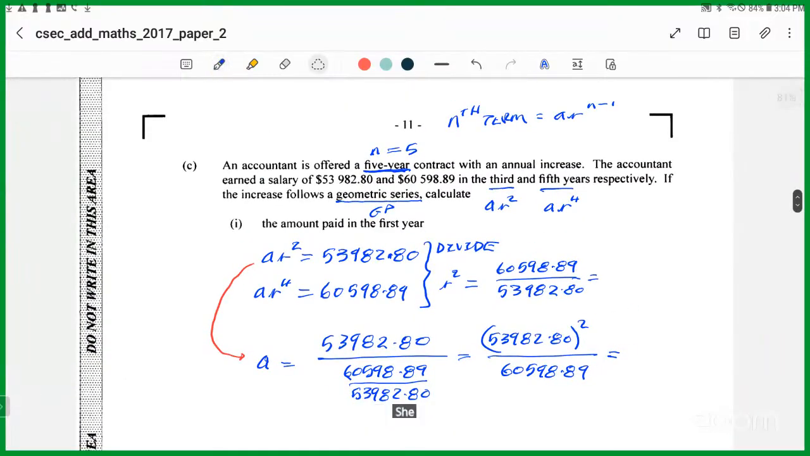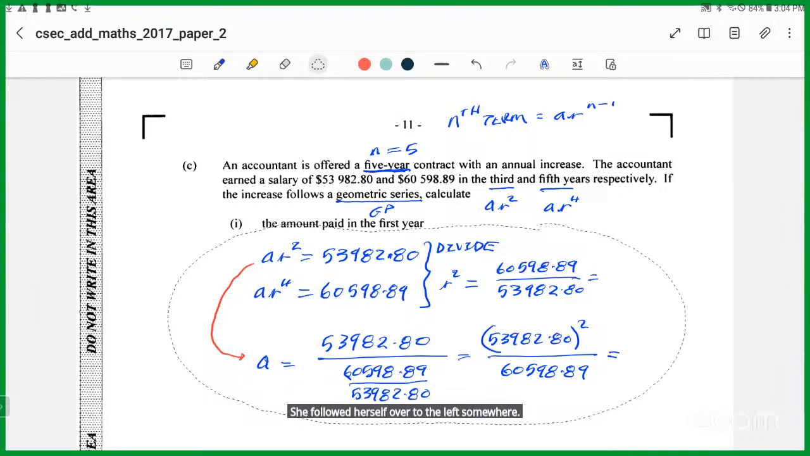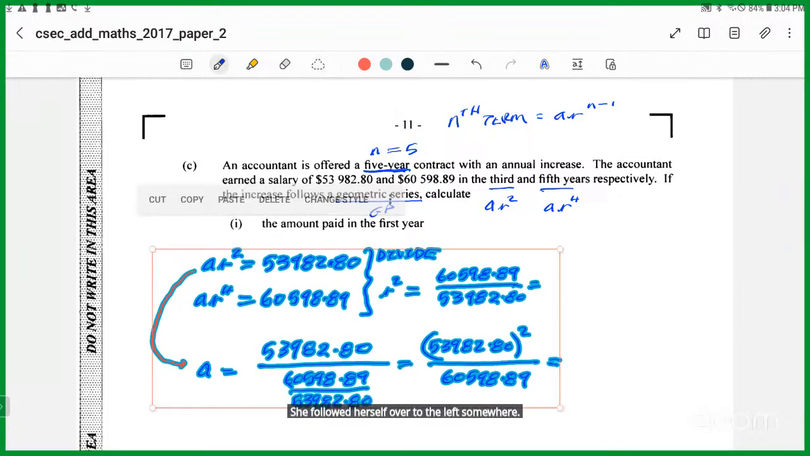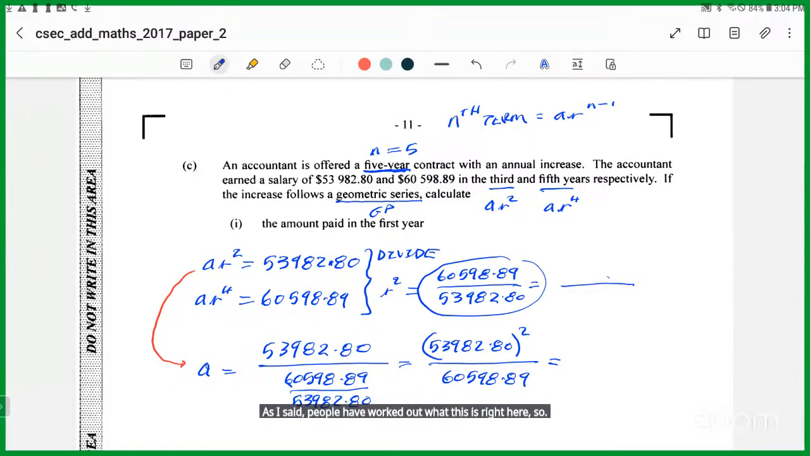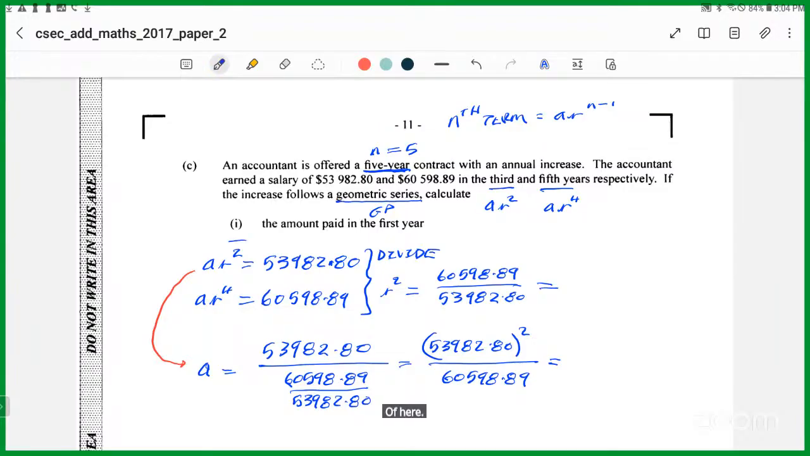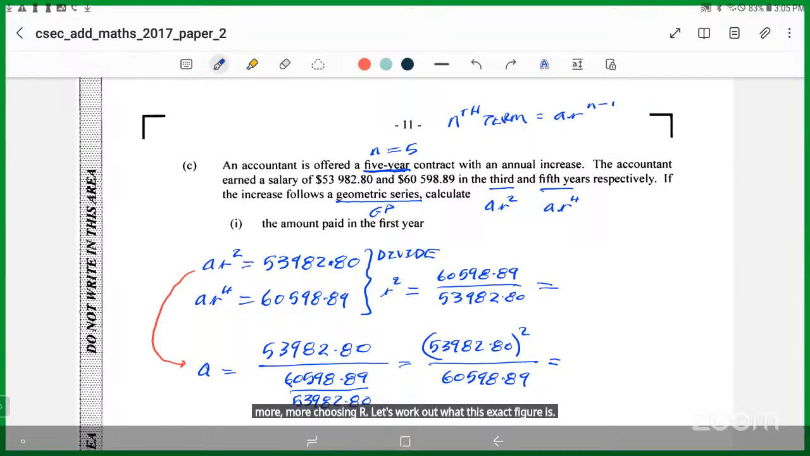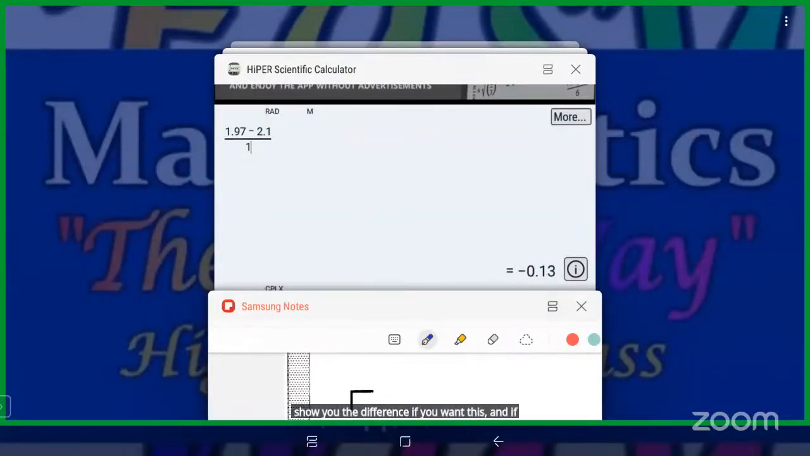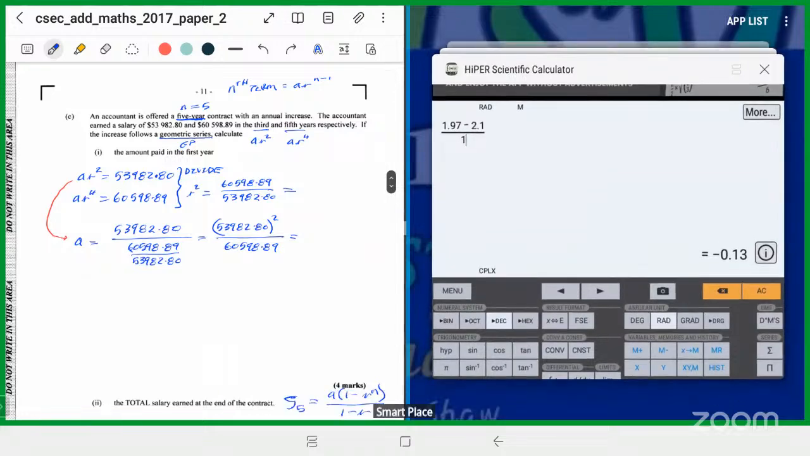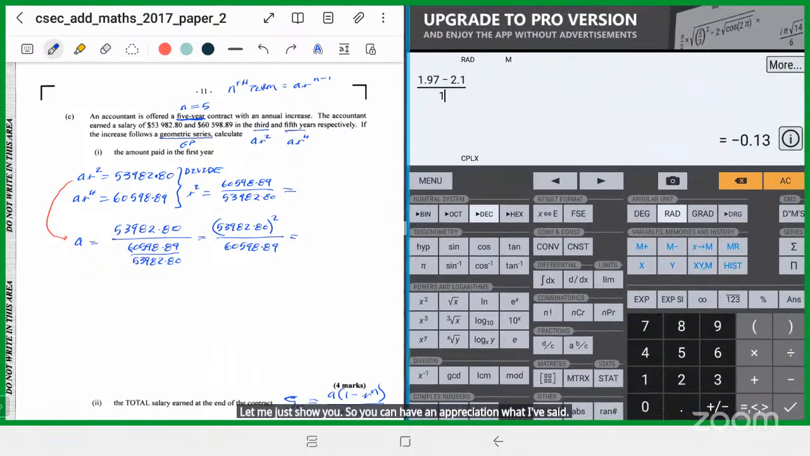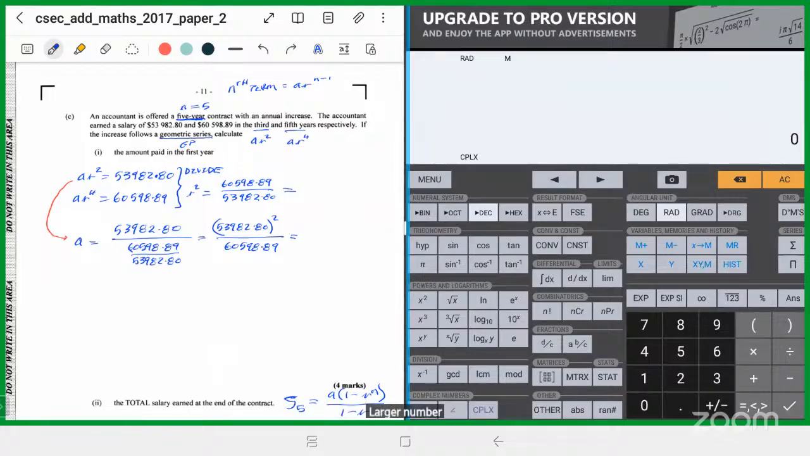You can follow this out over to the left somewhere. But as I said, you could have worked out what this is right here, written it down and used that same figure up here for the r squared. But I'm going to show you something about choosing the r. Let's work out what this exact figure is. I'll show you the difference if you correct your r to 1 decimal place, 2 decimal places, or more, so you can have an appreciation of what I've said. The larger the number is, the more decimal places you want the r to have to increase the accuracy. Let me work this out right here.